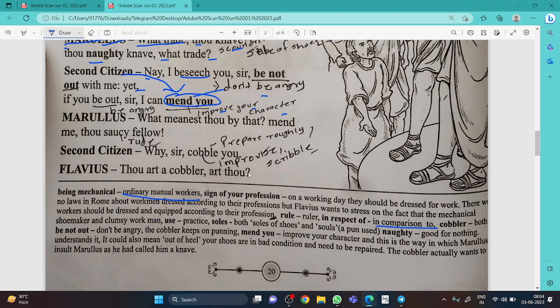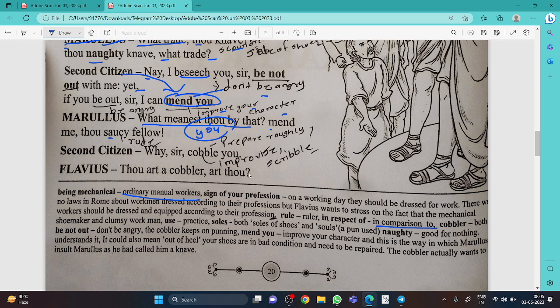Anyway, Marullus said, "What, mend me, thou saucy fellow?" What do you mean by that? "Thou" is an archaic, or old, word for "you." But thou is singular in nature, whereas you is plural in nature. Saucy fellow means rude fellow. It means you will mend me, you will correct me, you will keep me on the right track. What do you mean, Marullus?